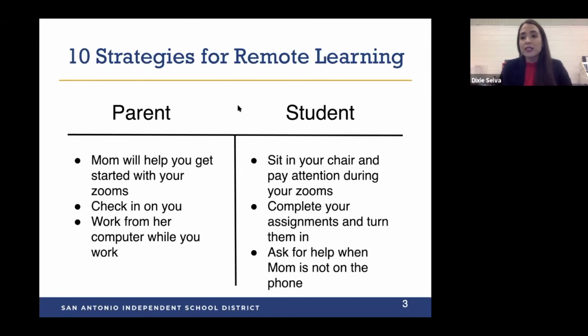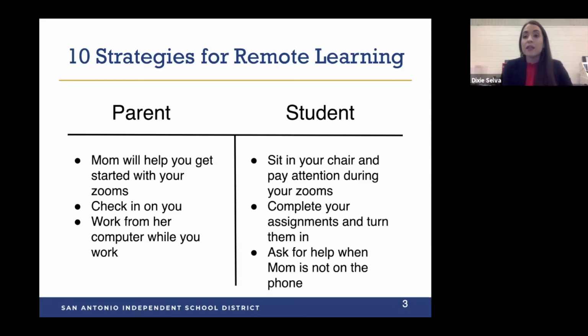On the right side, you would put what they're expected to do. So one thing you might say is, sit in your chair and pay attention during your Zooms. I know with my first grader and my second grader, they have totally been caught getting out of the Zooms and going into Brain Pop or going into YouTube. And so we've had to have talks about, hey, when your teacher is teaching, you can't minimize the Zoom and go out to something else. I need you to stay and you need to pay attention.